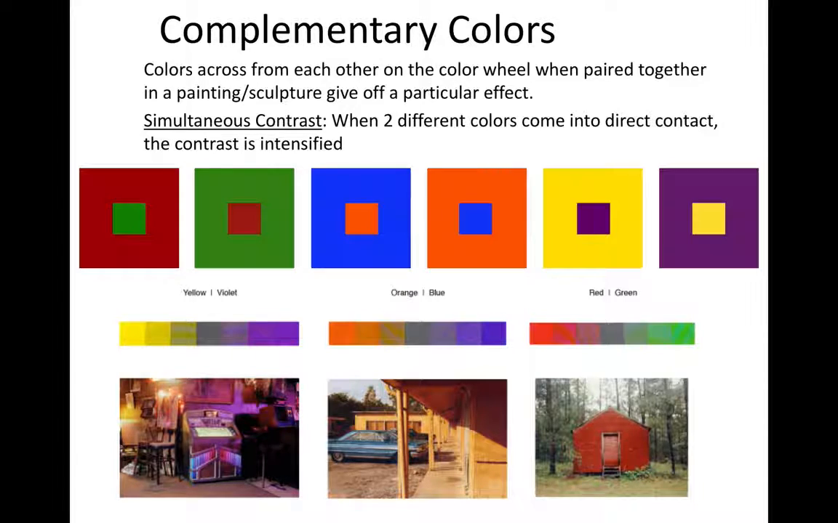So here I have an example inside of the squares called simultaneous contrast. That's when two different colors come into direct contact and they become intensified. If we look at complementary colors, again, they're like brother and sister. They're always fighting with one another, and they also play well with one another. So we see that green and red, they're really struggling. We can't tell who stands out the most. Same thing for orange and blue, and the red and green combinations down below in the photographs. They really make things pop. They want to stand out to one another.